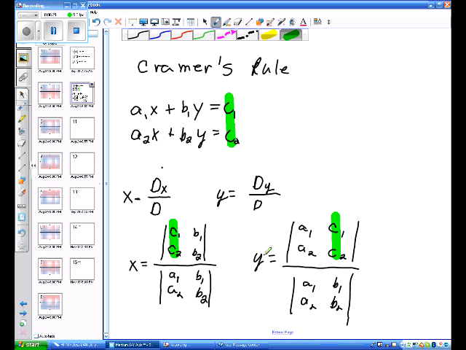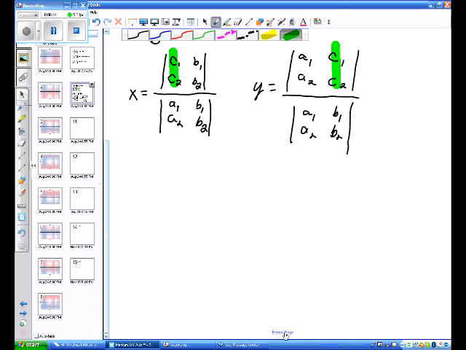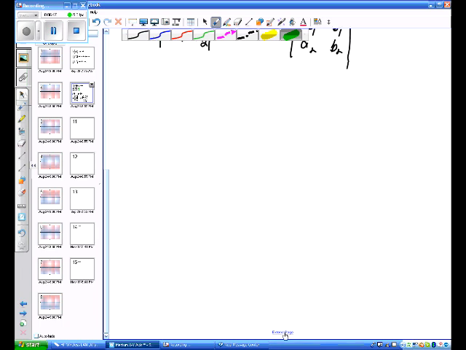So again, even if I didn't have my x and y out here, you should be able to tell which variable I'm solving for simply by looking to see where the answers are. If the answers are in place of the x, then you're solving for the x. If the answers are in place of the y, then you're solving for the y. Then once we've done this, we're simply going to find our determinants. So let's look at a problem.